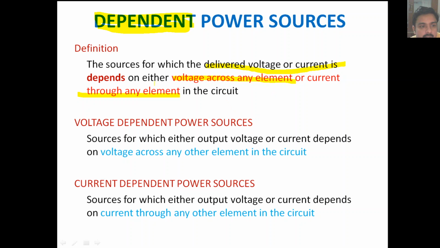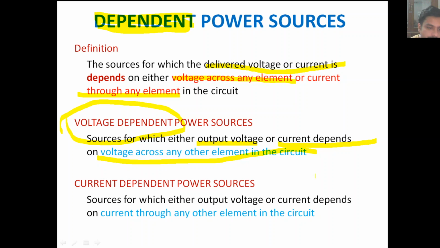So if the dependency is on voltage, they will be known as voltage dependent power sources, in which we can see that either the output voltage or the output current depends upon the voltage across any other element in the circuit. It can be another voltage or current source, or any passive element, resistor, inductor, capacitor, but the voltage across that element will decide the value of current or voltage through this source. Secondly, there are current dependent power sources, for which the output voltage or current will depend upon the current through any other element in the circuit.